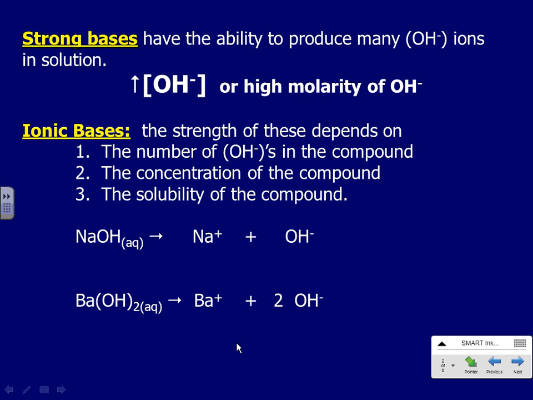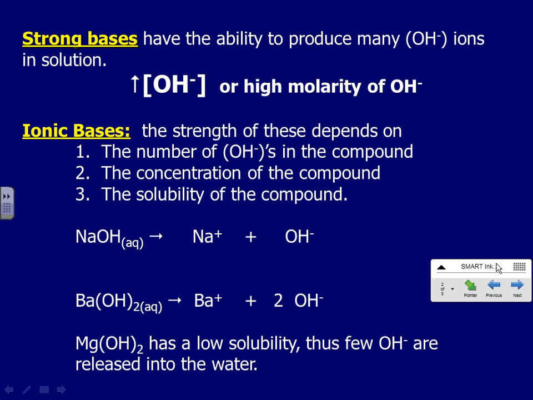The second example was our barium hydroxide. When it dissolves, two OHs are released. So if I had the same concentration of barium hydroxide as I did sodium hydroxide, this would actually be twice as strong. I'd have twice the OHs in it. And to illustrate the last one, the solubility, if you take a look at something like magnesium hydroxide, magnesium hydroxide actually has a low solubility. It doesn't dissolve very well.